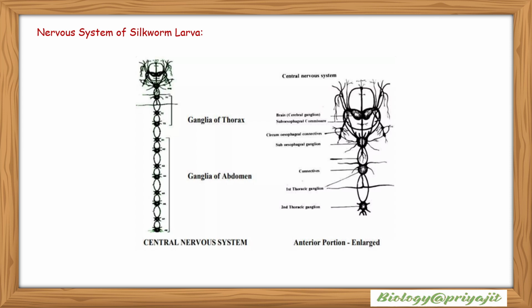Below the esophagus lies the subesophageal ganglia, which connects to the brain and primarily governs mouthpart movement and feeding behavior. Especially in larva, the ventral nerve cord runs along the ventral side of the body and consists of segmental ganglia that control movement in specific body segments.